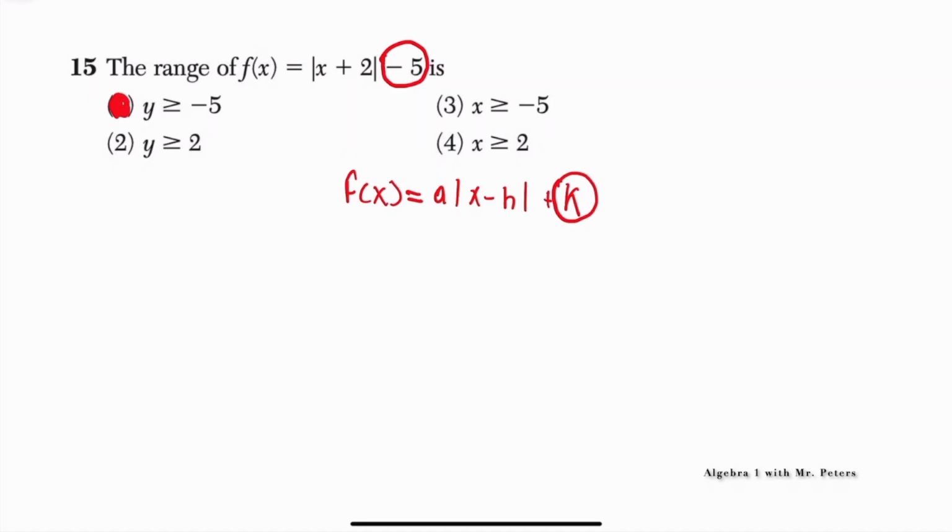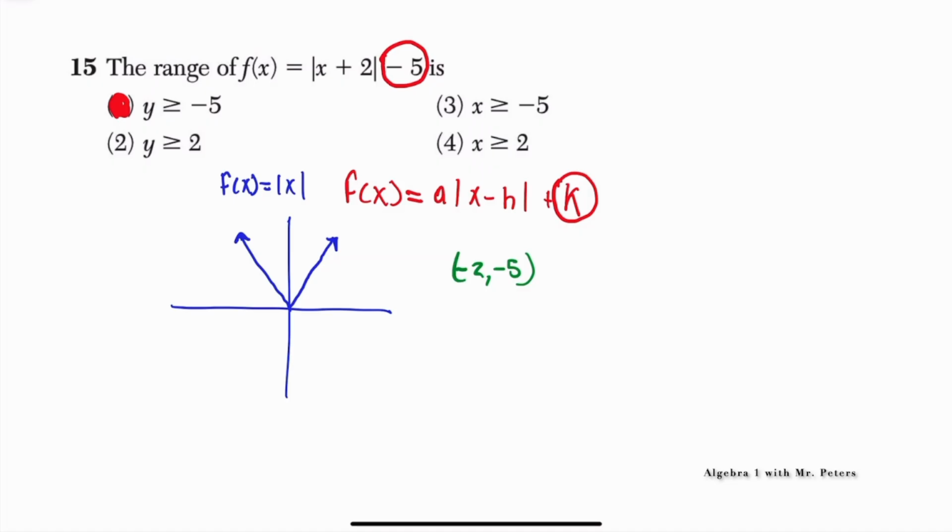Now let's say we kind of drew out this diagram so you guys get a visual representation. Here goes the parent function. f of x is equal to the absolute value of x. That's the regular V where the vertex is at 0, 0. Based off this transformation, it's telling us to go to the left 2, down 5. So my vertex is -2, -5. So let's just say that's somewhere right here.